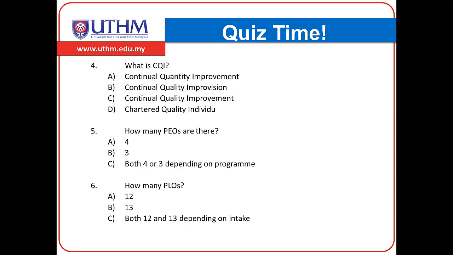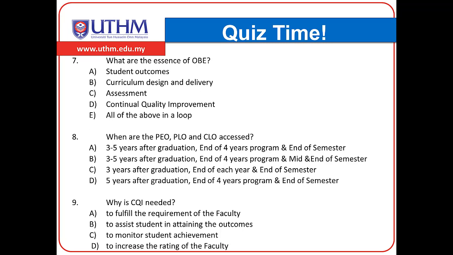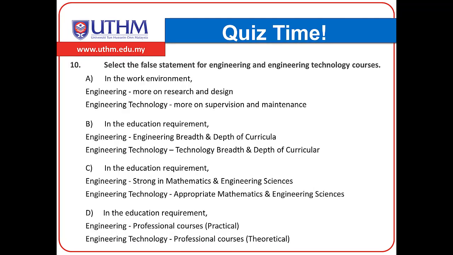Question 4, what is CQI? Question 5, how many POs are there? Question 6, how many PLOs? Question 7, what are the essence of OBE? Question 8, what are the PO, PLO, and CLO access? Question 9, why is CQI needed? Question 10, select the false statement. Okay, so all objective questions, very easy. At the end of this talk, all students are required to answer all the questions.